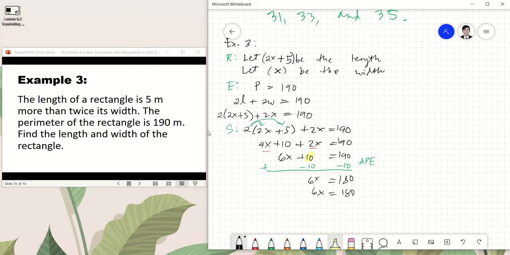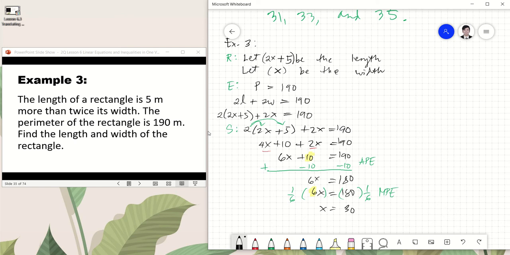Then finally, yung coefficient ng ating x is 6. So we have to make it a 1. That means we need to use MPE this time. MPE is multiplying a number in both sides. This time, it's the reciprocal of 6, so 1/6. So x is equal to 30. So 180 divided by 6, it's 30. So, ibig sabihin, yung x, pag bumalik tayo dun sa representation, x means the width. So 30 means it's the width.